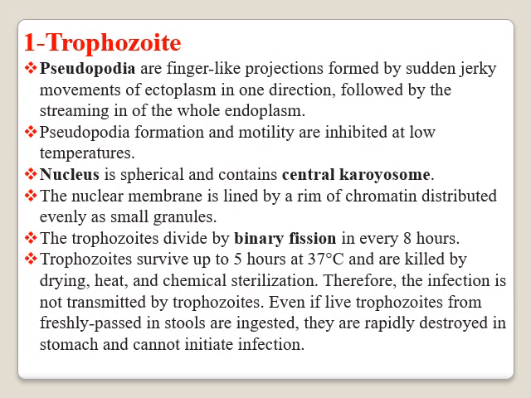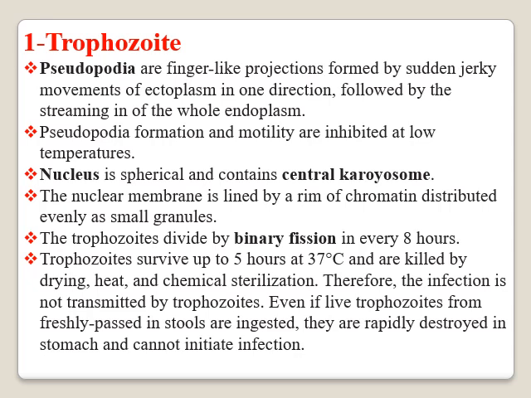Pseudopodia in the trophozoite of Entamoeba histolytica are finger-like projections formed by a sudden jerky movement of ectoplasm in one direction, followed by the streaming in of the whole endoplasm. Pseudopodia formation and motility are inhibited at low temperatures. The nucleus is spherical and contains a central karyosome. The nuclear membrane is lined by a rim of chromatin distributed evenly as small granules.